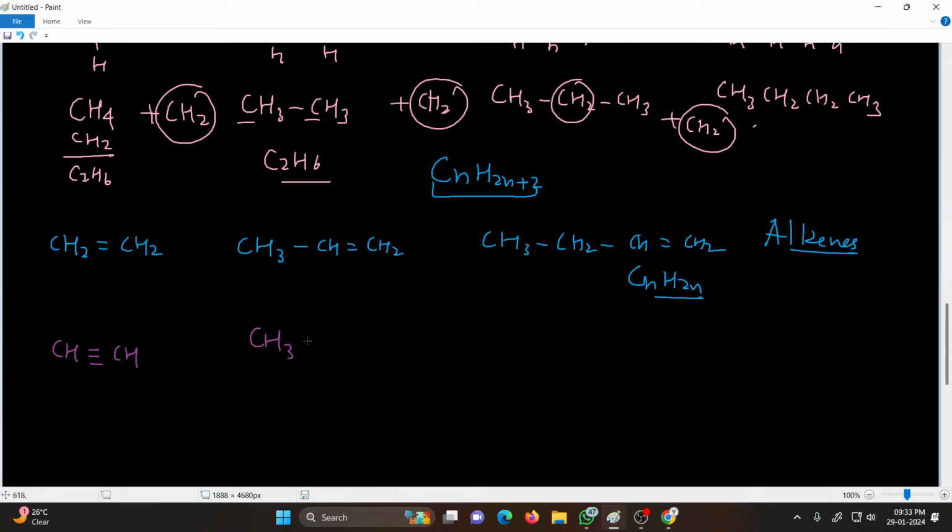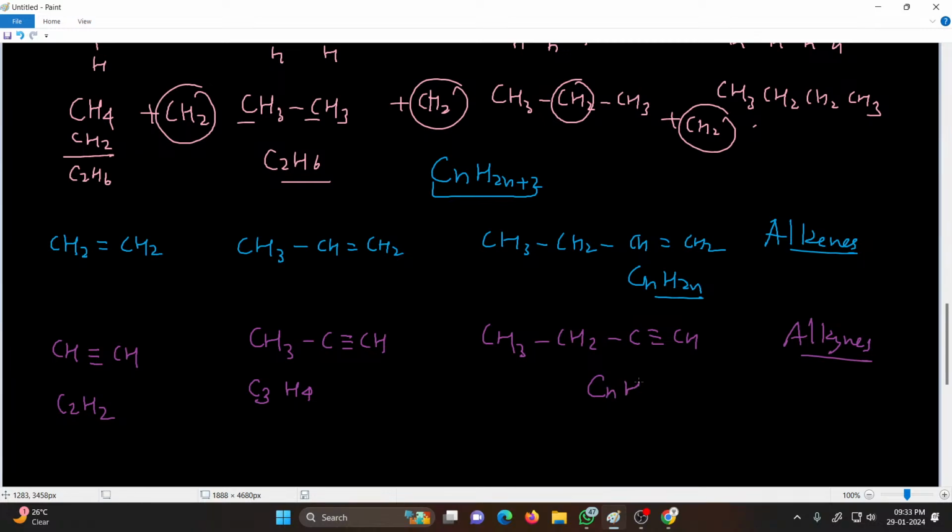Similarly, we can have a homologous series of alkynes in which CH triple bond CH is there. Then we have CH3C triple bond CH, like this. So if it is C2H2, and here you can say that it is C3H4. So in this, if CH2 is added, it is C3H4. Then you can have CH3CH2C triple bond CH. So this is a homologous series of alkynes with general formula CnH2n-2.